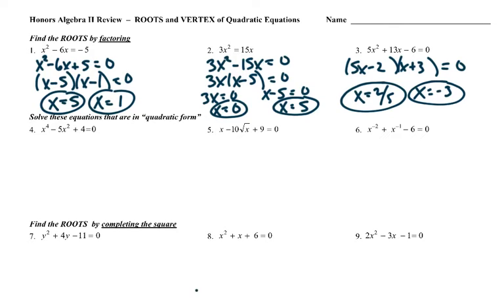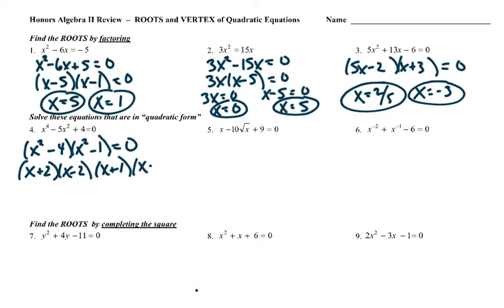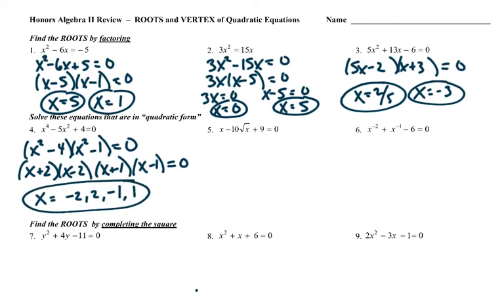Quadratic form, this is when it looked quadratic-ish, or so we say. It's technically not a quadratic, that's actually a 4th degree equation, but I can factor it like a quadratic, and then I can factor it again. And then when I'm all said and done, I get the answers of negative 2, 2, negative 1, and 1. All 4 answers.